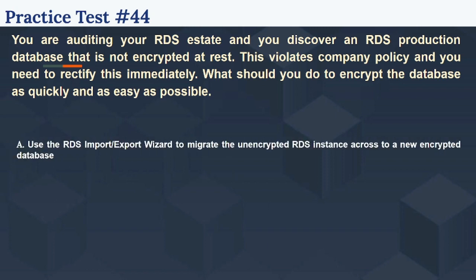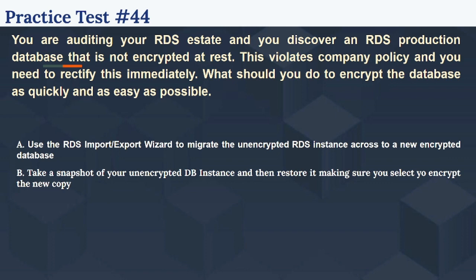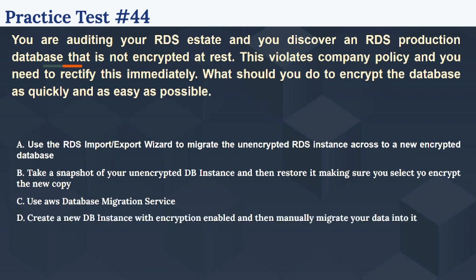Option A use the RDS import-export wizard to migrate the unencrypted RDS instance across to a new encrypted database. Option B take a snapshot of your unencrypted DB instance and then restore it, making sure you select encrypt on the new copy. Option C use AWS Database Migration Service. Option D create a new DB instance with encryption enabled and then manually migrate your data into it. Please select your answer in the next 5 seconds.